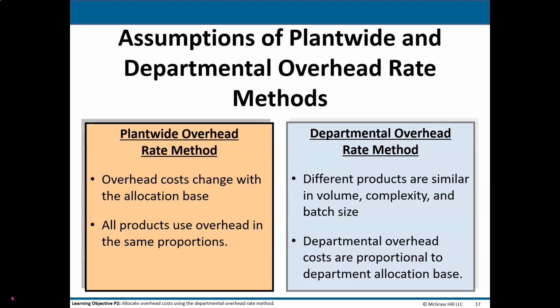So this is the plant-wide rate and the departmental overhead rate methods for allocating overhead. In the next session, we're going to look at activity-based costing. I wanted to create two videos here to separate it so we could focus on just the simpler methods, and then in the next video, we'll focus on everything activity-based related.